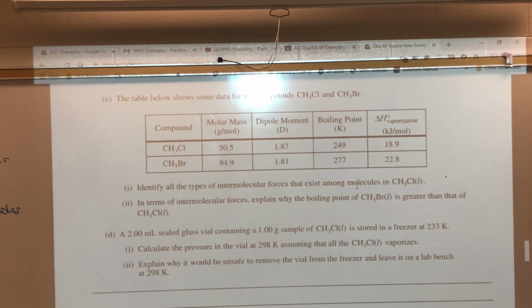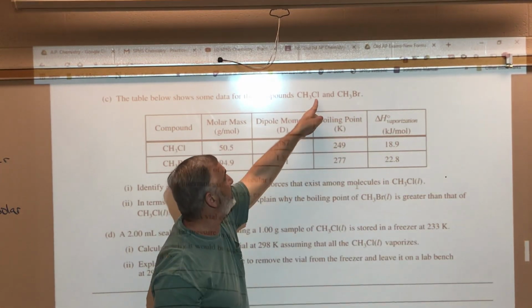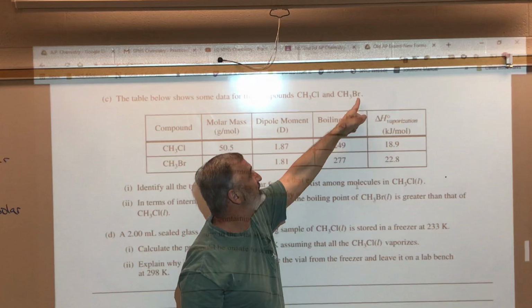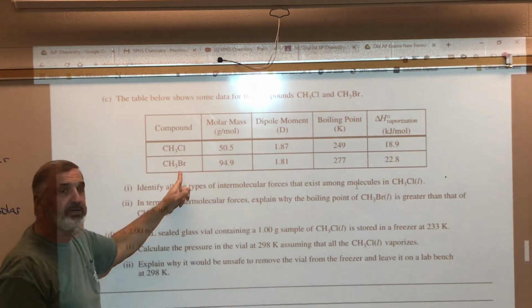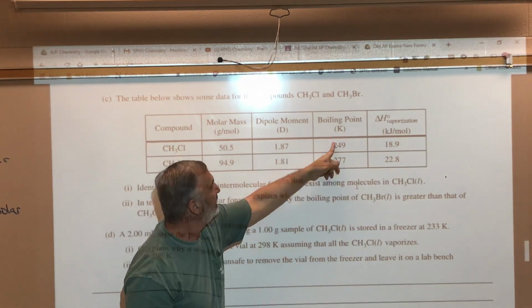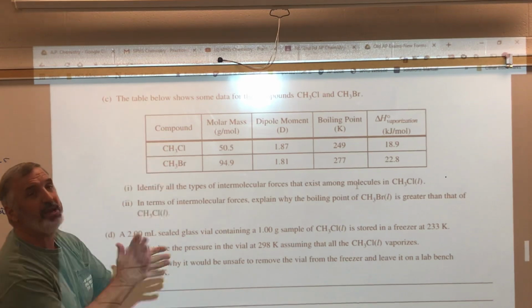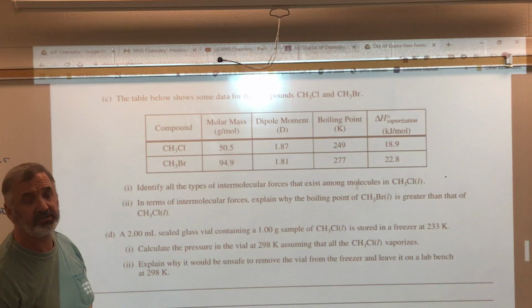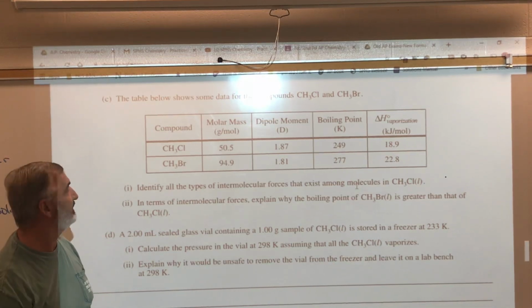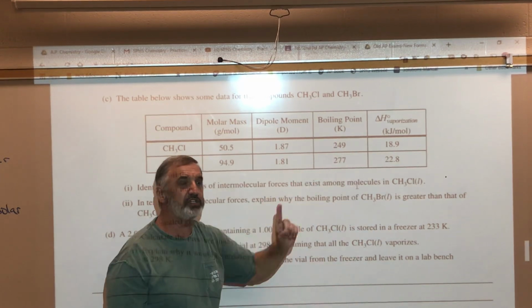All right, the tables below show some data. Again, CH3Cl, CH3Br, very similar. This is more highly electronegative than this one, but this is a bigger molecule. Notice the boiling point of CH3Br is greater than the boiling point of CH3Cl. So I automatically know this one has the stronger attractive forces, stronger IMFs. Look at this first. Always look at the data. Higher boiling point, stronger attractive forces.